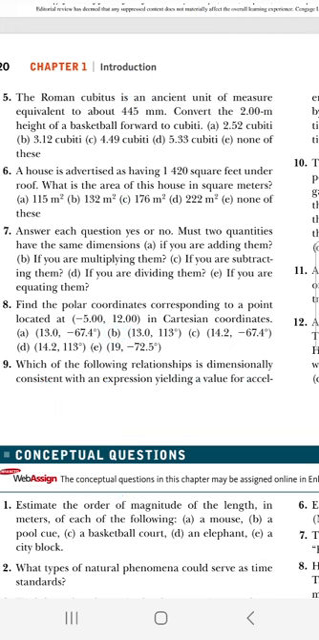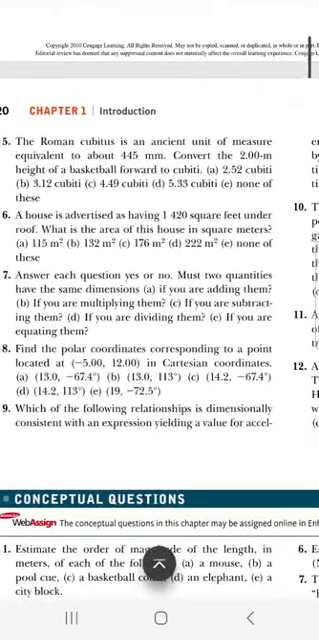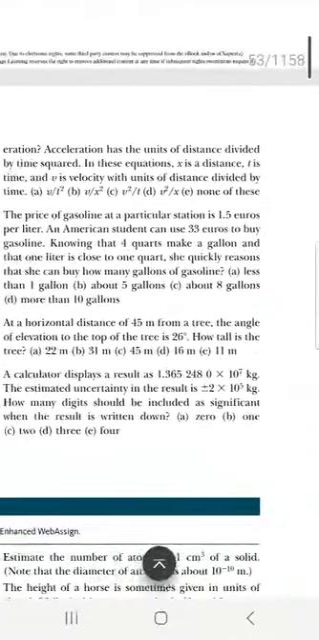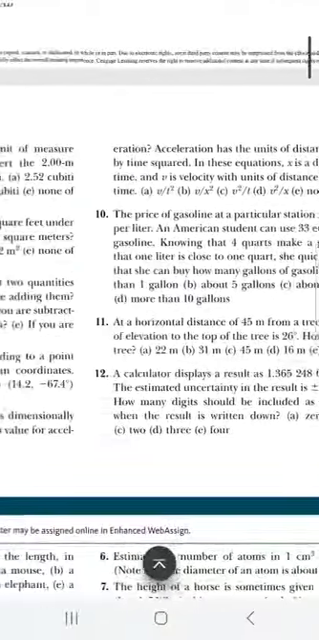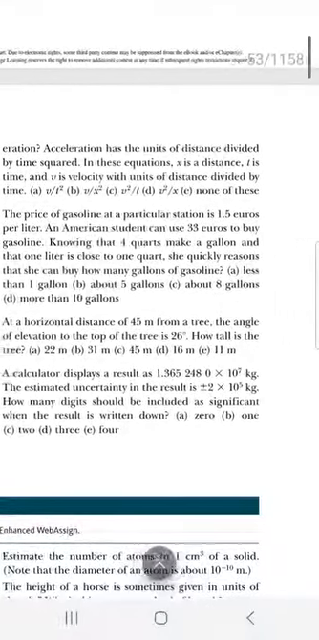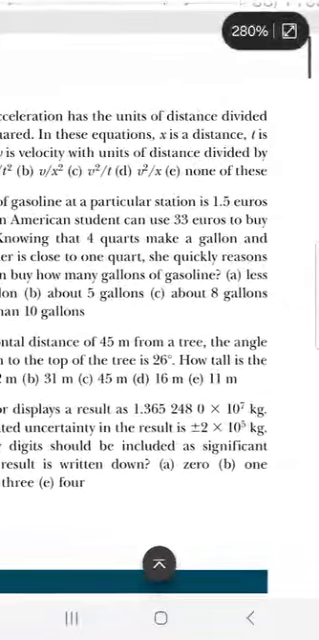Let's do now question number 9. Which of the following relationships is dimensionally consistent with an expression yielding a value for acceleration? So this is part of dimensional analysis. I have two values and I want acceleration. Let's see what I got. So we obviously know that acceleration is, let's see what the question is giving me.